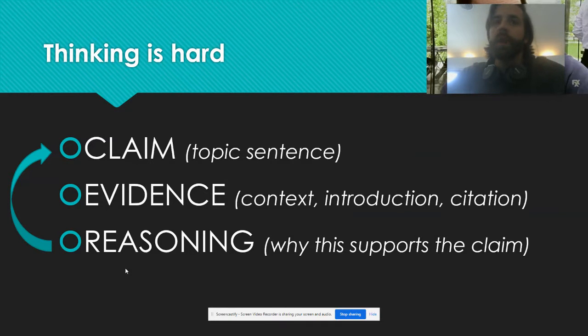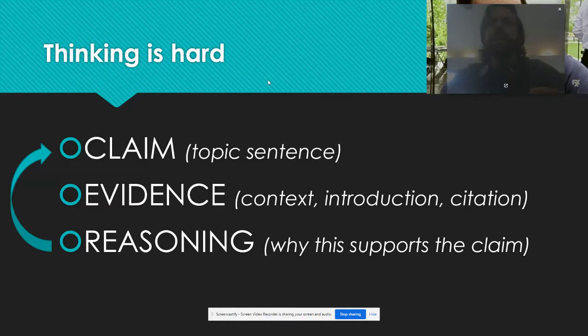I've got to push myself into this idea of reasoning, truly explain how does this evidence tie back into this claim in this topic sentence. This is where the real thinking happens. This is where you show me that you are truly understanding this support and this evidence and how it is working to build an argument as a whole.